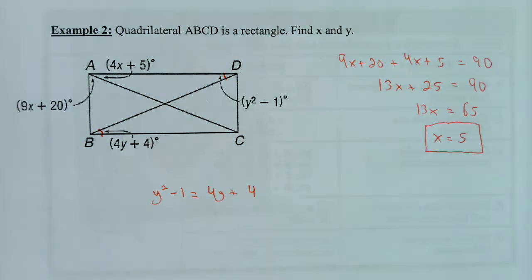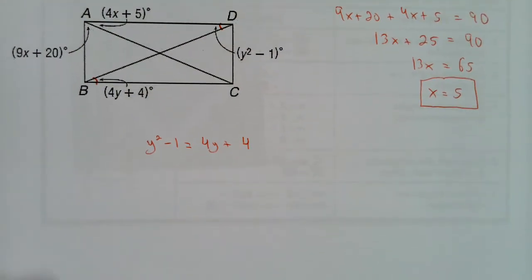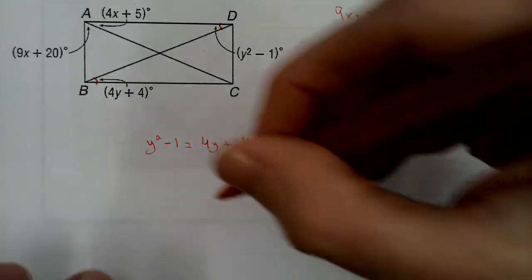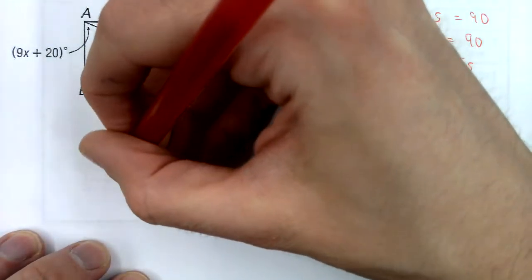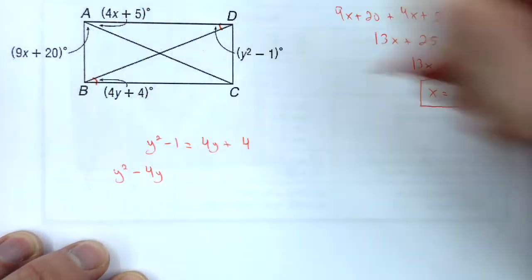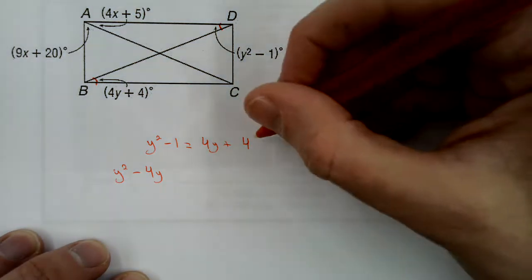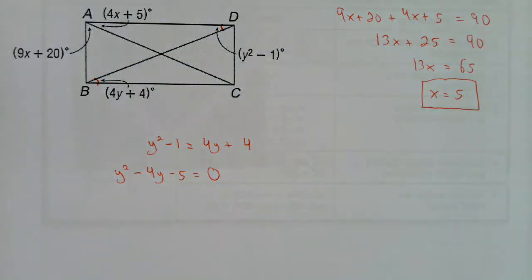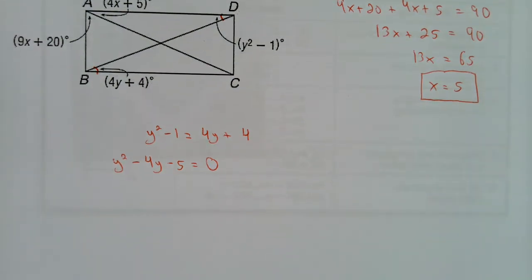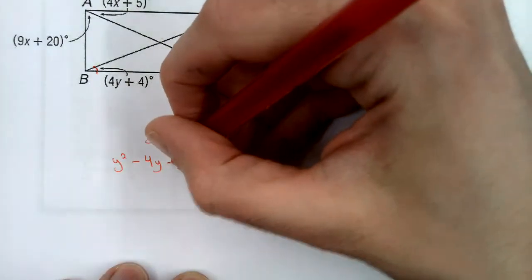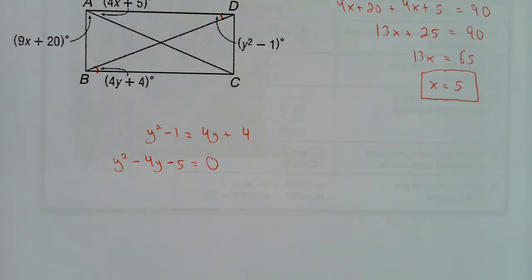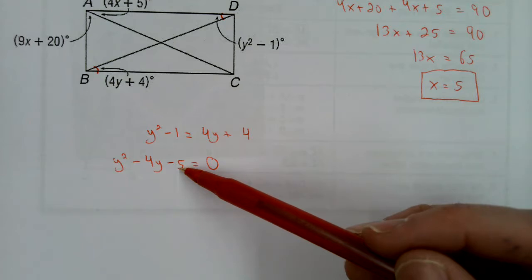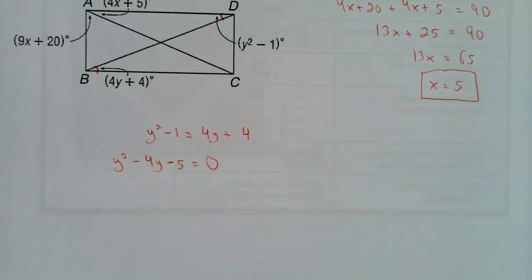What I would suggest you do is solve this by getting it equal to 0. So I will subtract 4y on each side, and I will subtract 4 on each side to get negative 5. Okay, so I just got it equal to 0. Now I'm going to factor. I am going to find 2 numbers that multiply to negative 5 and add to negative 4.